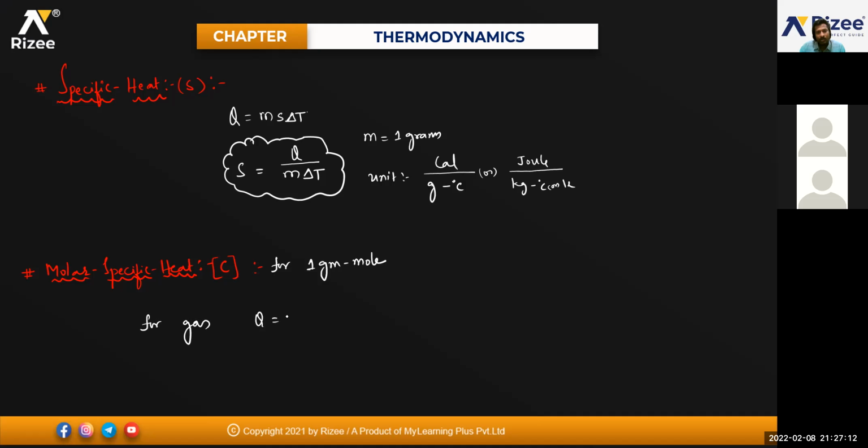Q will be equal to N into S into your delta T. So not S, it is represented by C, sorry. N into your C. N is number of moles, C is molar specific heat, into your temperature difference delta T. That means C, molar specific heat, is equal to Q divided by N into delta T. So C is equal to Q divided by N into delta T.